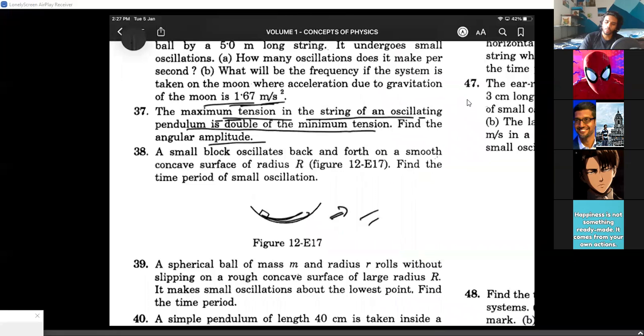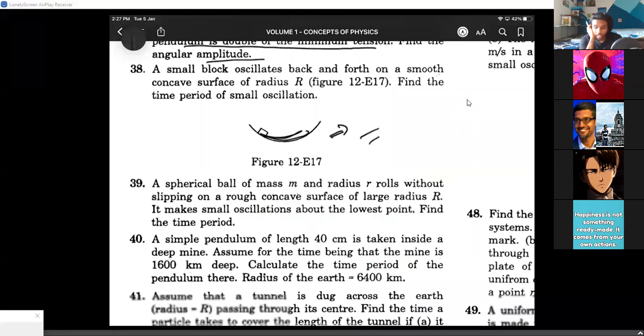Okay. Now problem number 39, 40. 39 is a rolling question. We will do that later. The rolling question is a bit interesting. You can do it. In fact, the body is in pure rolling. Let me discuss this question also.